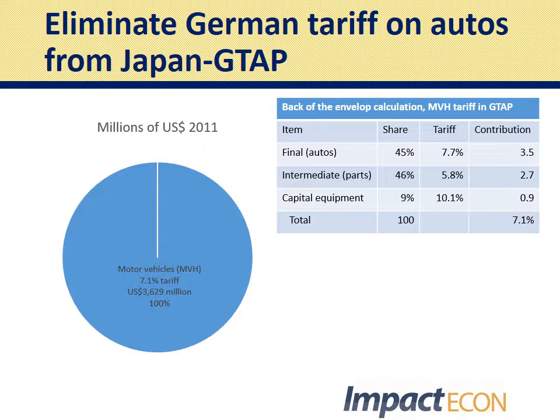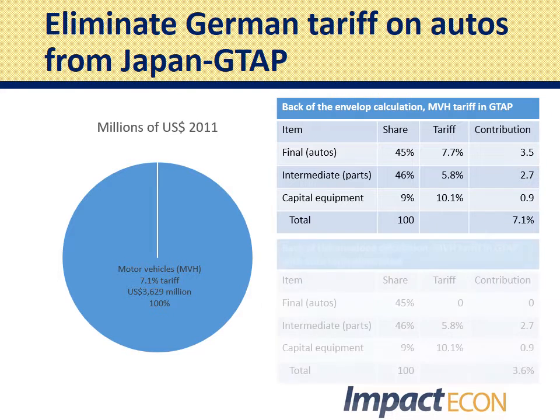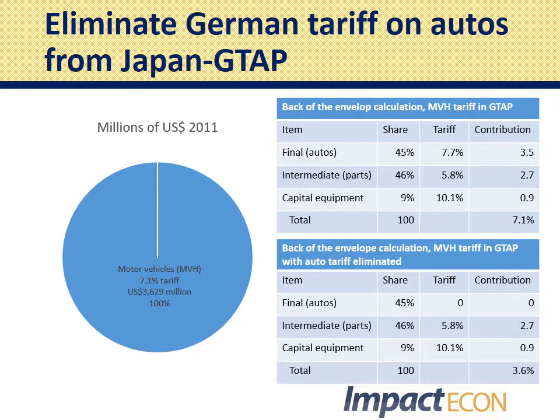The user then creates a weighted average of the GTAP tariff, here 7.1%. Then the user eliminates the tariff on autos and recalculates the weighted average tariff, which now calculates to 3.6%. The difference between these two values, 7.1% and 3.6%, is then entered into the GTAP model.